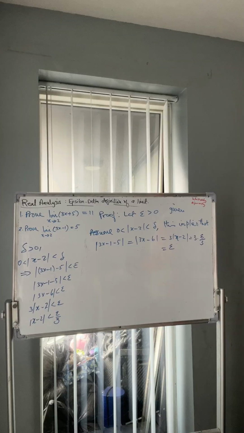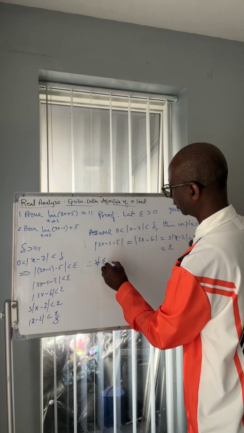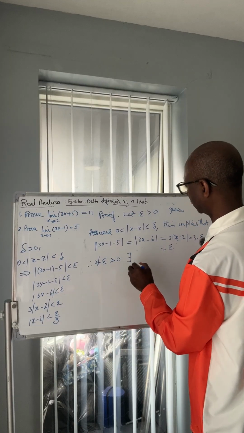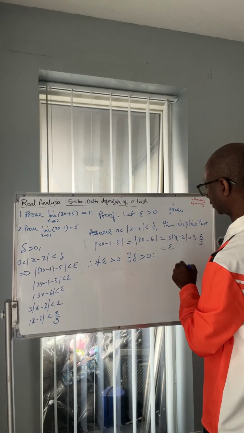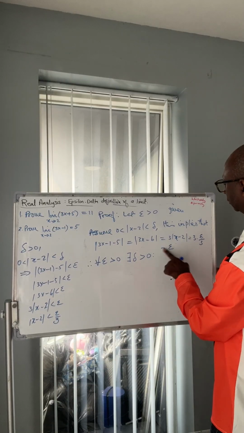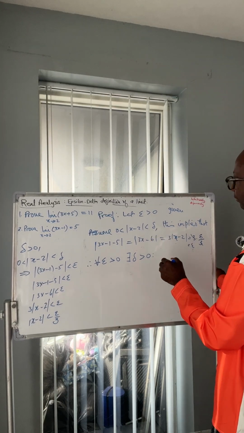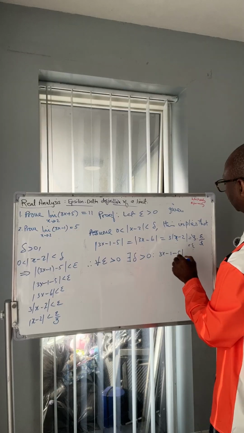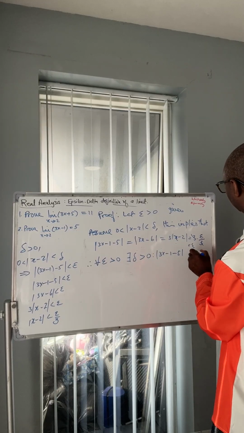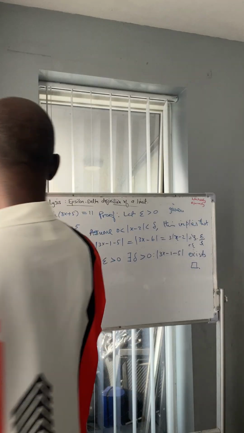So we have gotten our epsilon, we've gotten our delta. Therefore, for every epsilon greater than 0, there exists delta greater than 0, such that the absolute value of 3x minus 1 minus 5 is less than epsilon. That's the end of the proof. I've proven it.